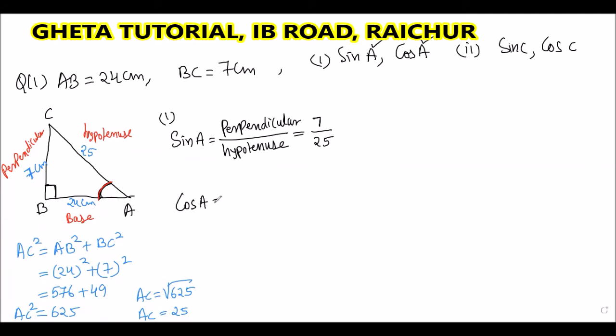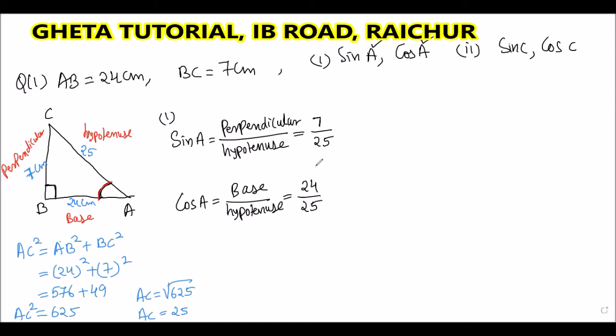Now cos A. Cos A means base by hypotenuse, that is 24 by 25. What is the base here? That is 24, and the hypotenuse is 25. It's very simple. If you know the ratio, then you can easily find it.